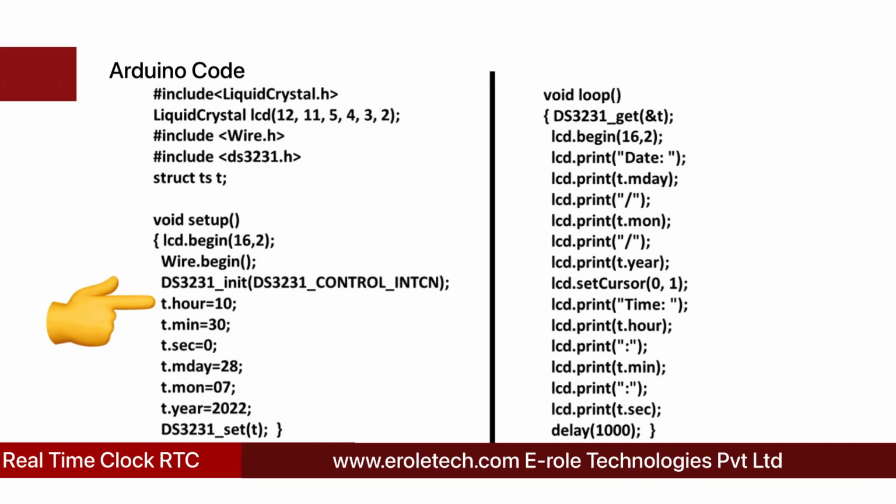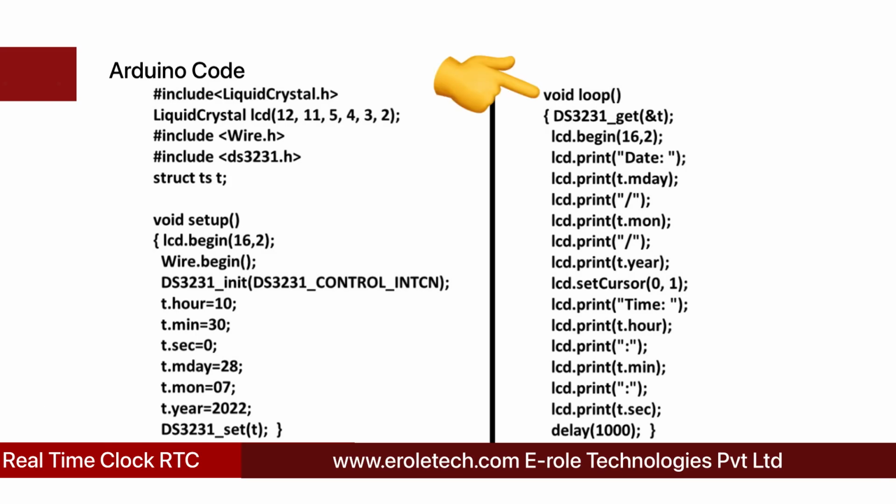T.hour is used to save the hour value of time. T.min is used to save the minute of time. T.sec is used to save the second value of time. T.mday is used to save the day of month. T.mon is used to save the month. T.year is used to save the year. By entering the values of these variables, we can set the date and time. DS3231_set(t) is used to save the values of time and date in the RTC.